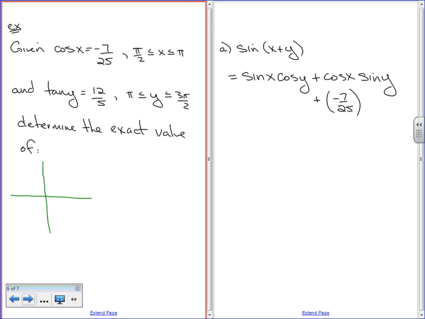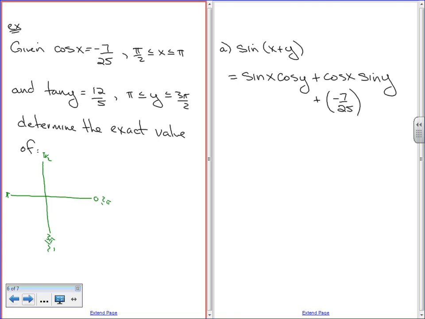The cosine of x is equal to negative 7 over 25, and it tells me x is between these two angles. What quadrant does x lie in if it's between those two angles? Quadrant 2. Okay, how does Jordan know that? Because he knows it starts at 0, goes to pi over 2, then to pi, 3 pi over 2, and then back up to 2 pi again. And it told me that it's between pi over 2 and pi.